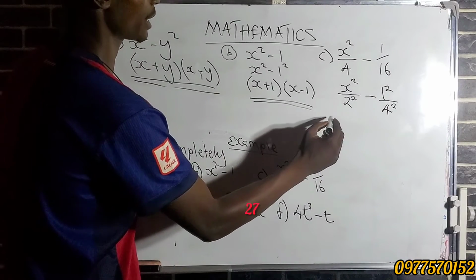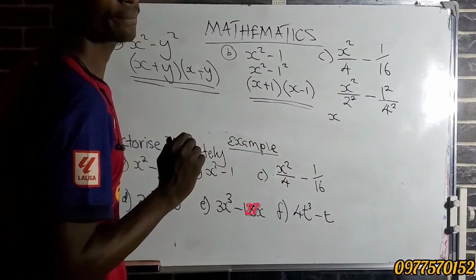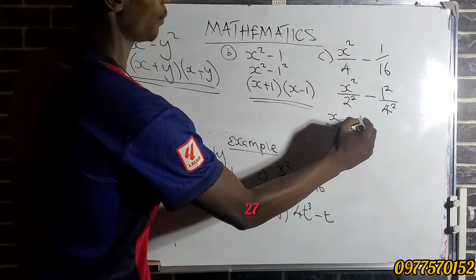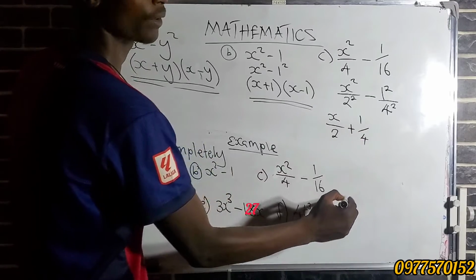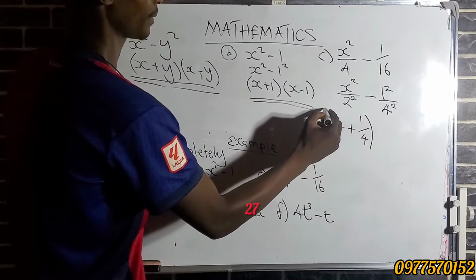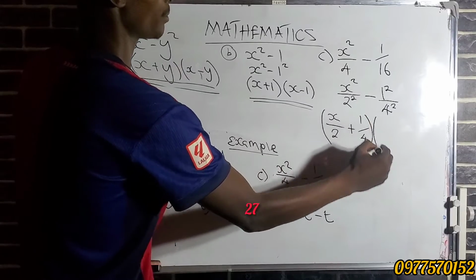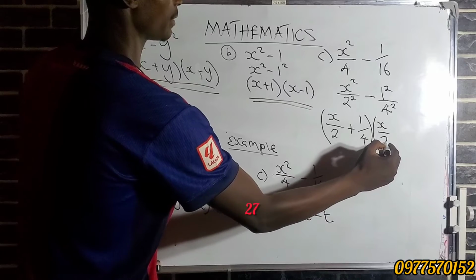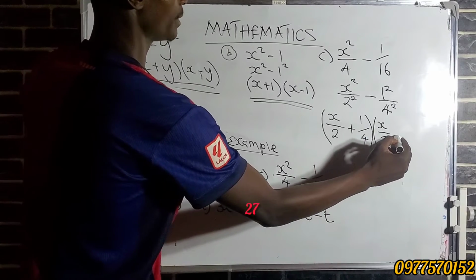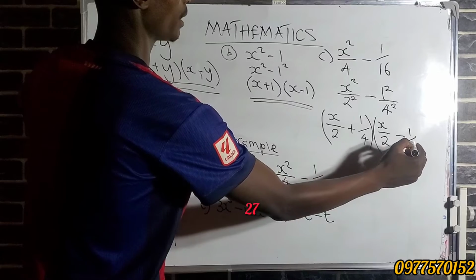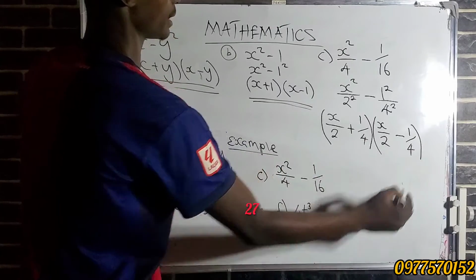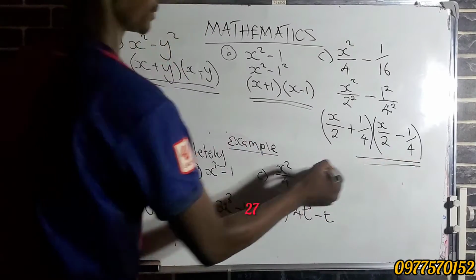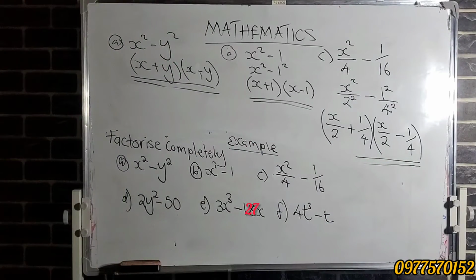So here we're going to write x over 2, one of the x's over one of the 2's, plus 1 over 4. Like this, right? Yes. Mathematics is simple. Then open bracket, then write what is remaining: x over 2 minus 1 over 4. Like this, right? Yes. And this is the answer. Very good. So then the first set, first 3.